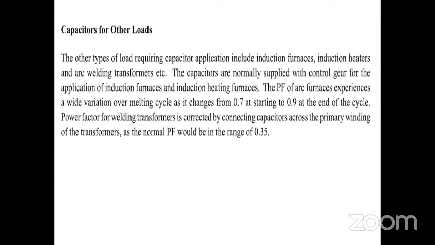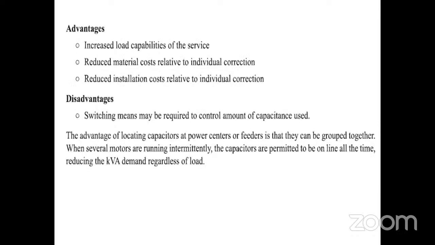Capacitors for other loads. The PF for arc furnaces experiences wide variation over the melting cycle, and it changes from 0.7 at the start to 0.9 at the end of the cycle. Power factor for welding machine transformers is corrected by connecting capacitors across the primary winding of the transformers, as the normal power factor would be in the range of 0.35. Advantages: increased load capabilities of the service, reduced material cost related to user correction.